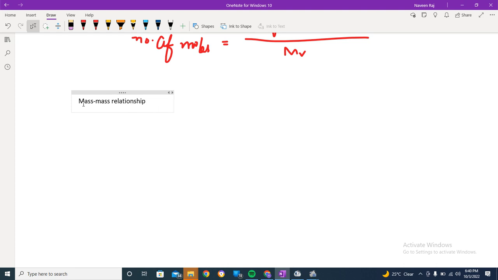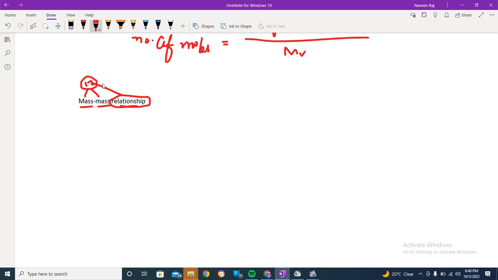What does that mean? If you understand the word mass relationship, that would be quite easy for you. We have got two masses, mass 1 and mass 2, and what would be the relation between them? This mass relationship is one of the topics of stoichiometry.